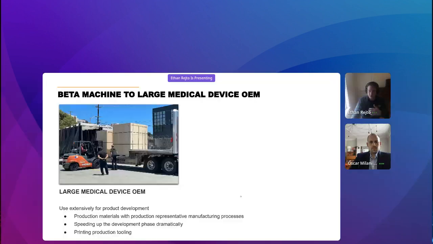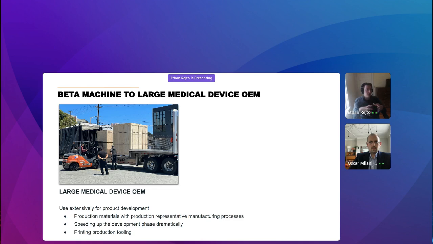So another couple slides here: one of our machines is at a large medical device OEM. Unfortunately, I'm not able to disclose who they are because they see it as a strategic advantage. They don't want everyone to know that they're doing this. But our machine is at a large medical device OEM, and they're using our printer pretty extensively for product development.